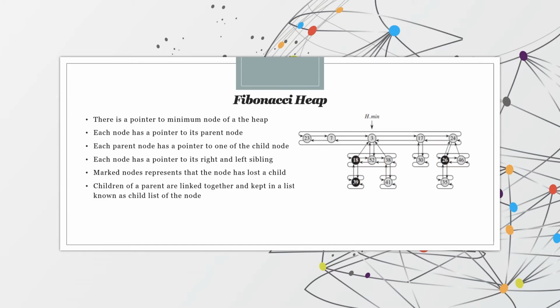There are some properties which we have to keep in mind while talking about Fibonacci heaps. For example, there is a pointer to the minimum node of the heap. So as you can see in this diagram, there is a pointer to the minimum node of the heap. Each node has a pointer to its parent node. Each parent node has a pointer to one of its child nodes. Each node has a pointer to its right and left sibling. Marked nodes indicate that the node has lost a child. The children of a particular node are linked together and kept in a list known as the child list of the node.